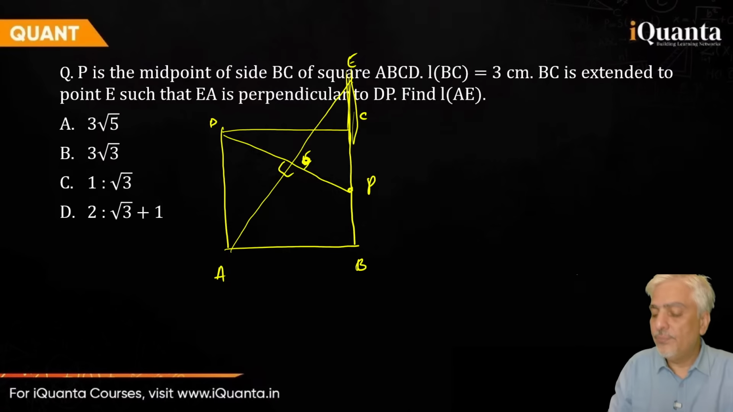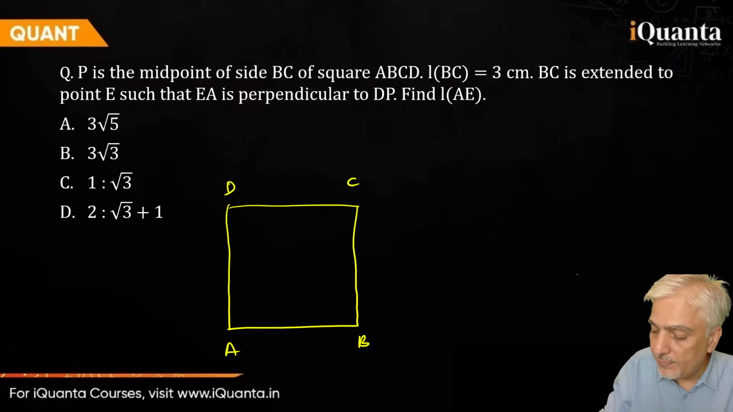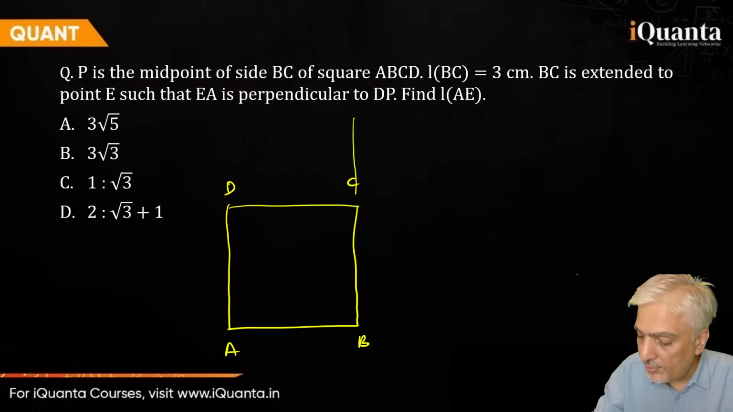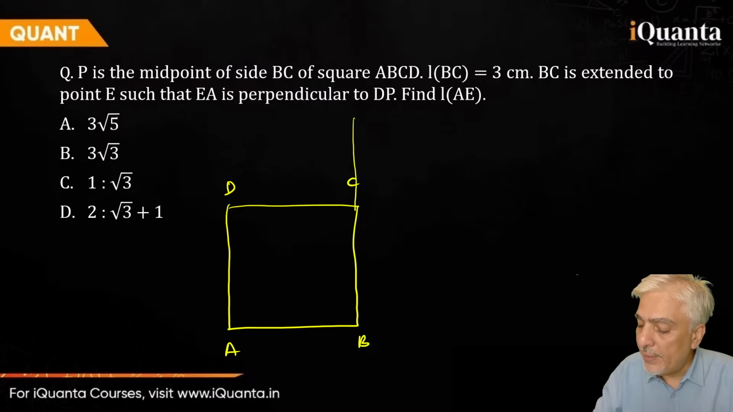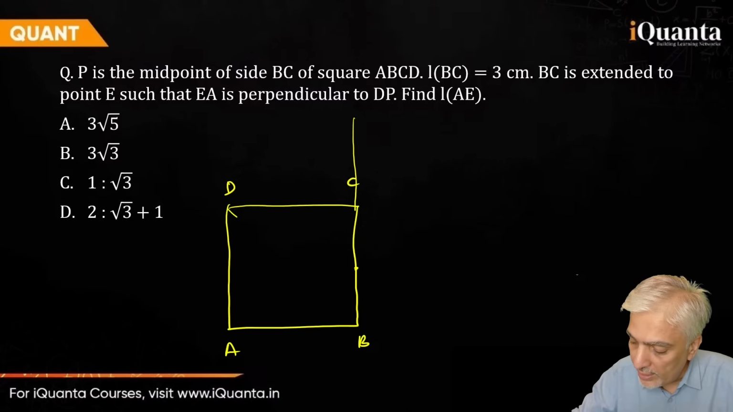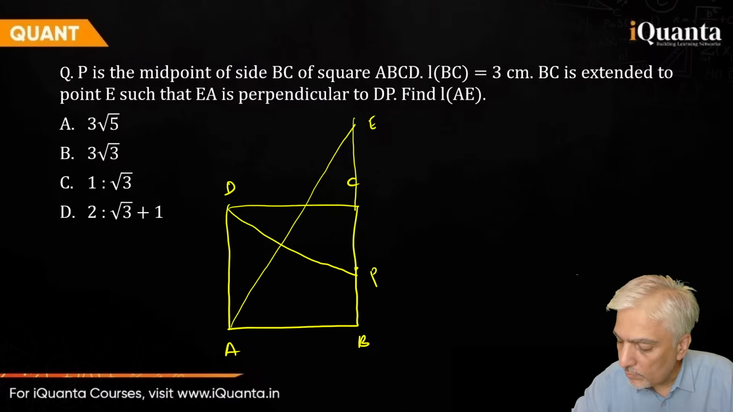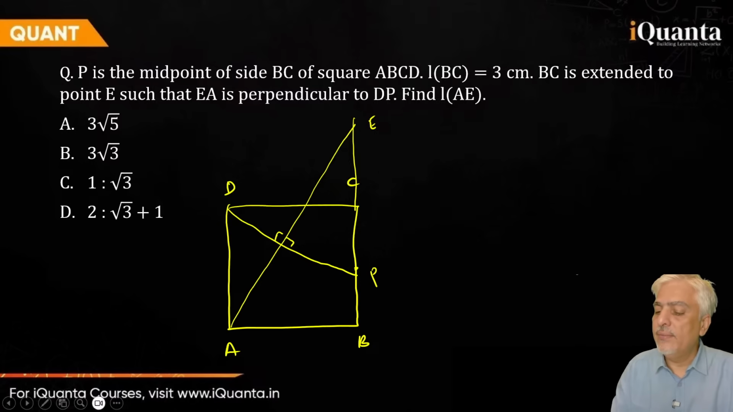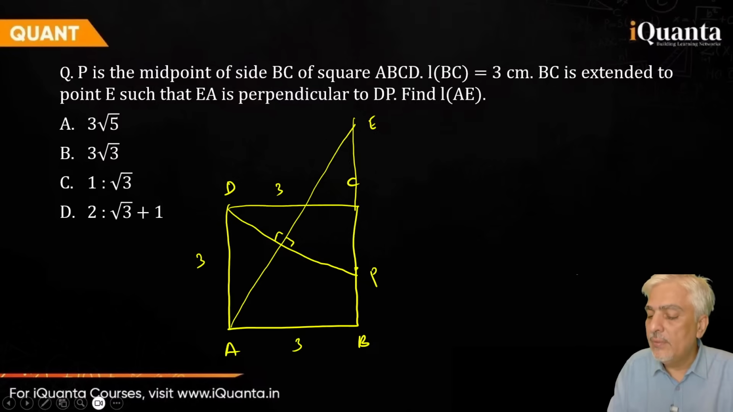Question is find AE. I'll redraw the diagram. If you all have drawn it for yourself, great. A, B, C, D. EA is perpendicular to DP. This is P over here, so DP. This angle is 90. BC was given as 3, so all sides are 3. This is 1.5, this is also 1.5, midpoint was given.